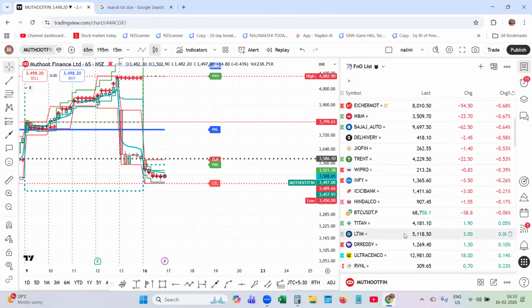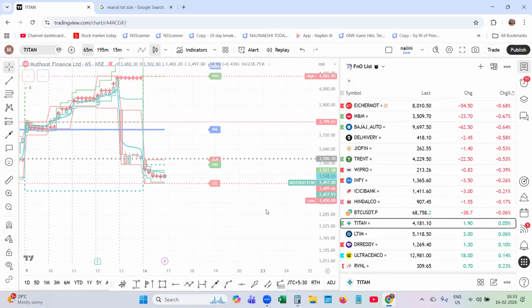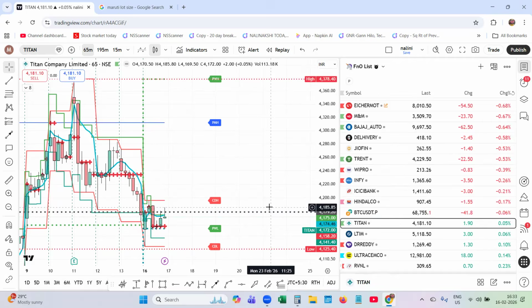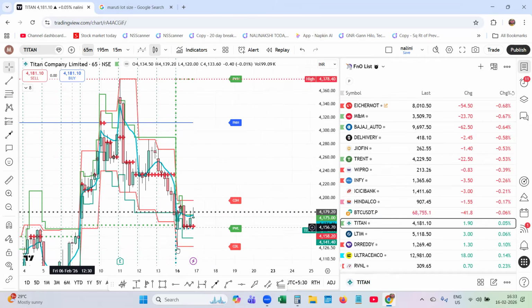I think some stocks are showing reversals. Those stocks we can keep in our watch list.